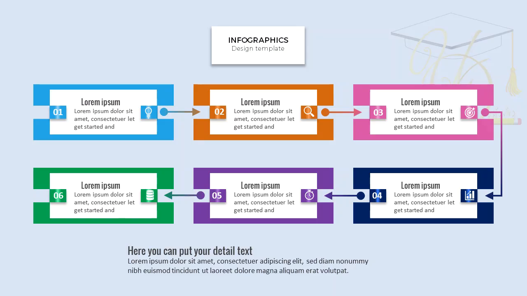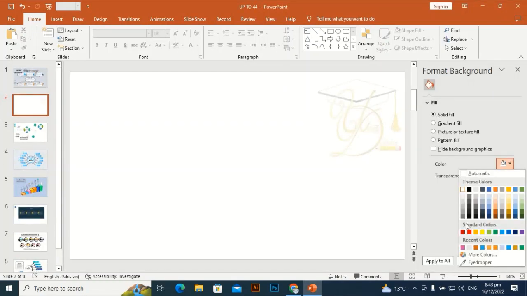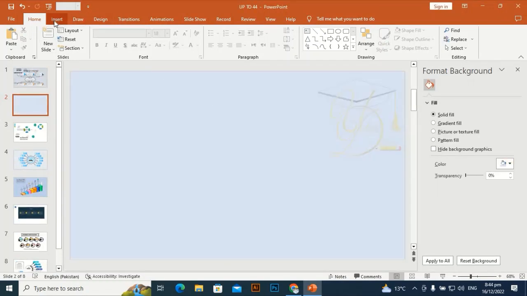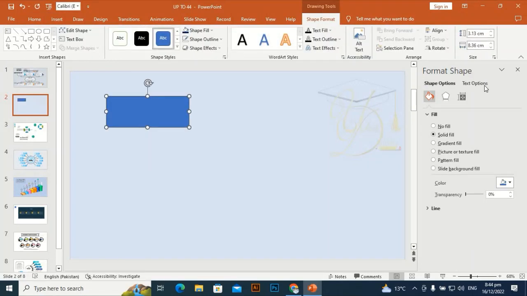Today's tutorial, I am going to show you how to design this beautiful infographic in PowerPoint. Let's get started. Go to pyramid background. We will give it some different color, light blue color. Take a rectangle and width will be 9 centimeter and 3.6 centimeter.